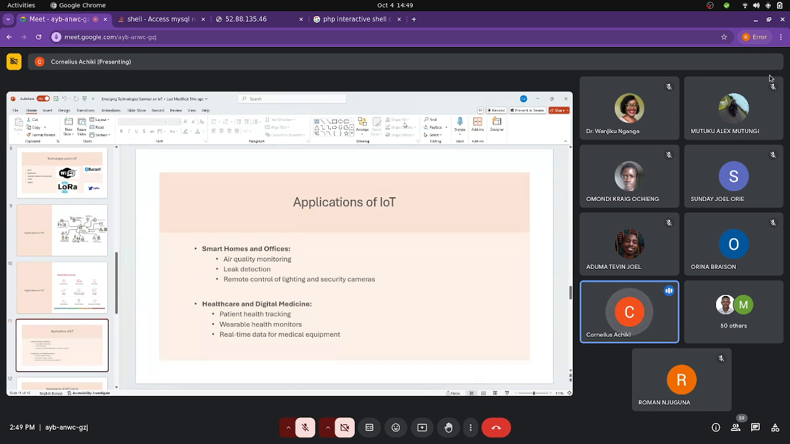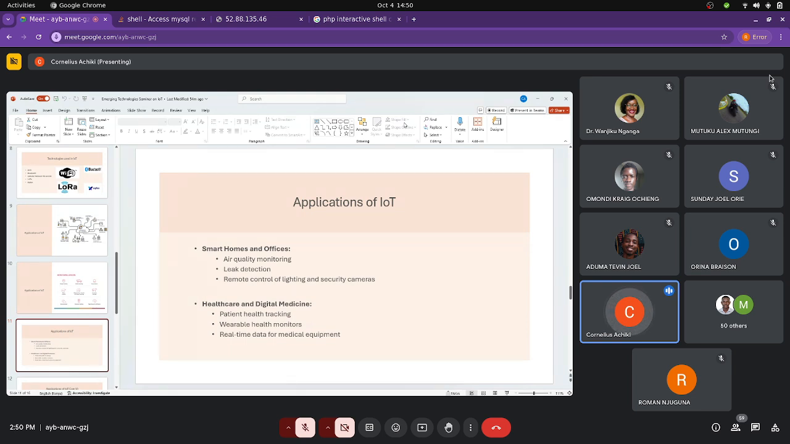So, further applications. These ones, I think there are so many, but I'll just highlight a few that we're able to run through in, let's say, our day-to-day lives. So we have smart homes and offices.